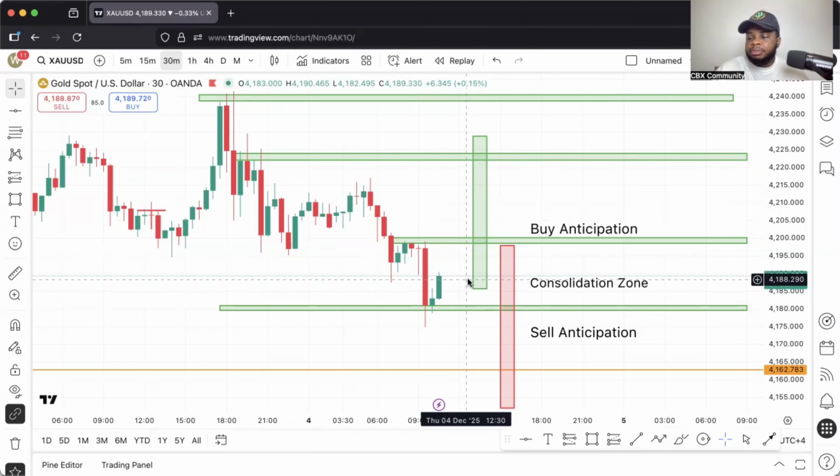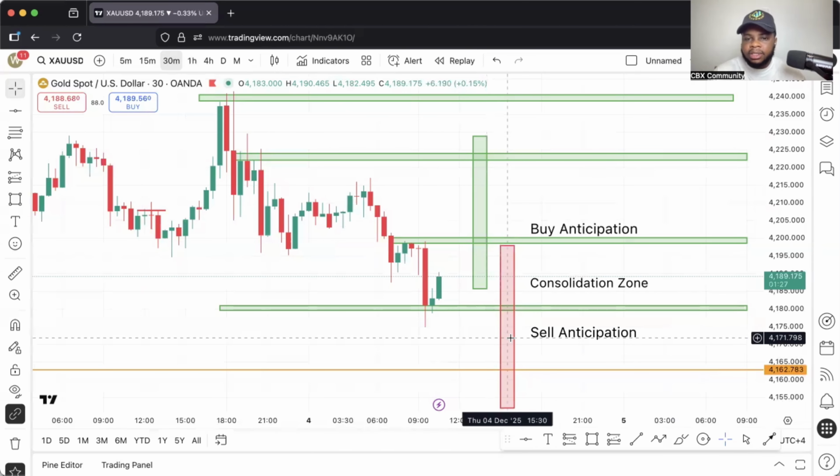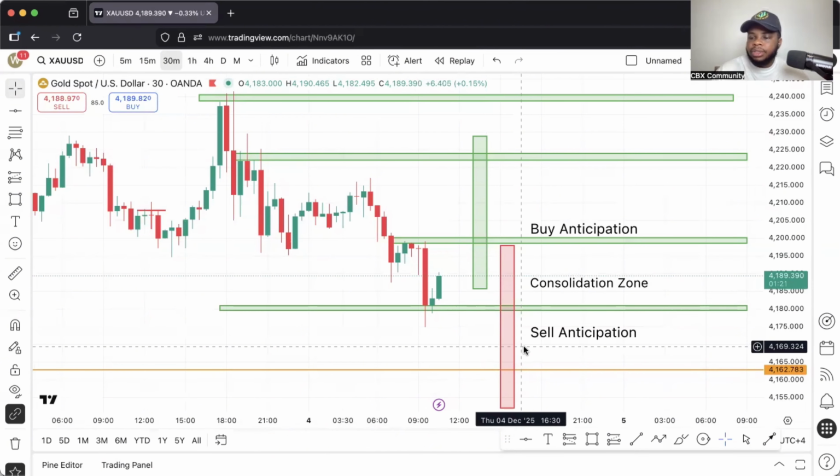Let's enjoy the music. The candle has a minute left to close. So we don't need to do anything right now. We just need to be patient. I'm just looking at my other screen to have an idea of what the other time frame is saying. So let's just be patient. We don't need to do anything.